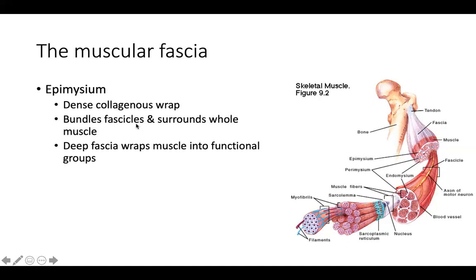And again, it's dense collagenous wrap, bundles of fascicles, surrounds the whole muscle as well. And again, the deep fascia, what its job here is doing is wrapping the muscles into functional groups. So the grouping allows it to perform its motion better.